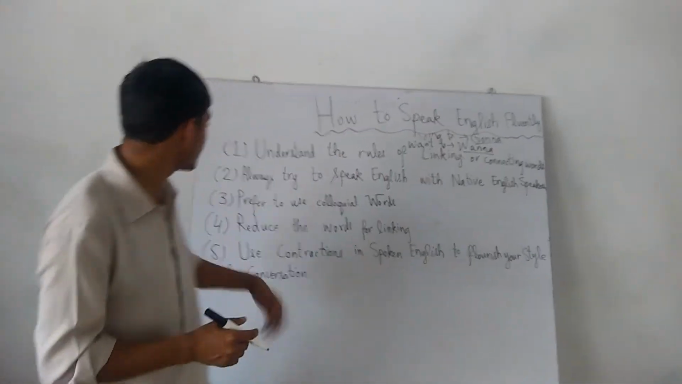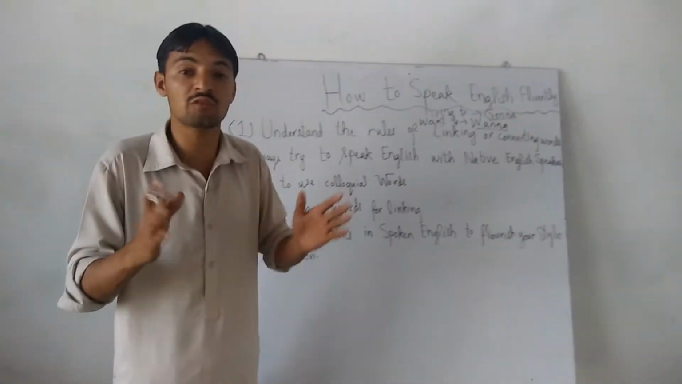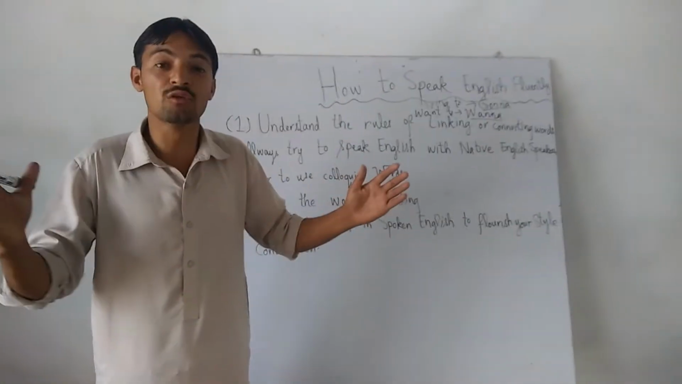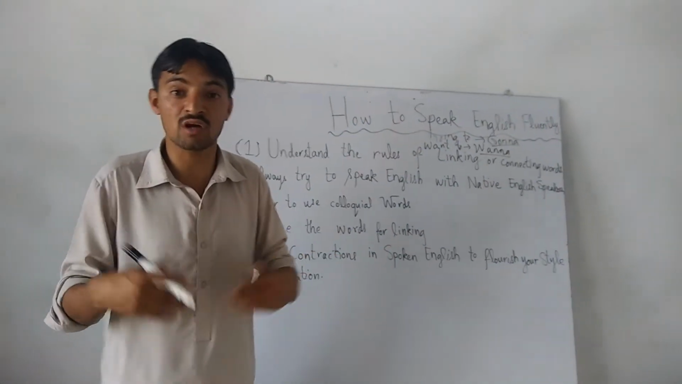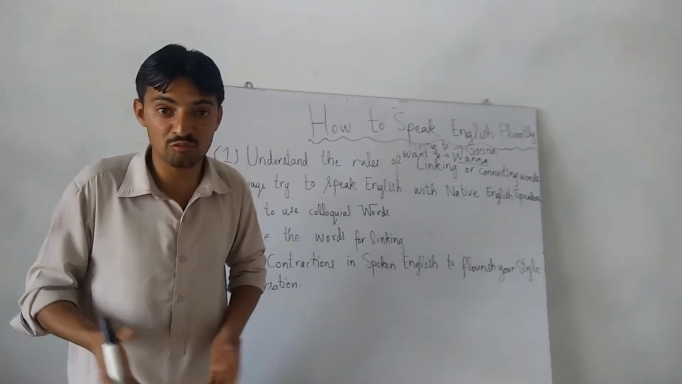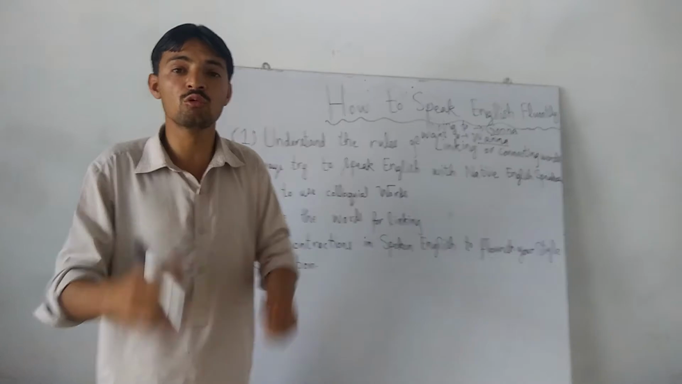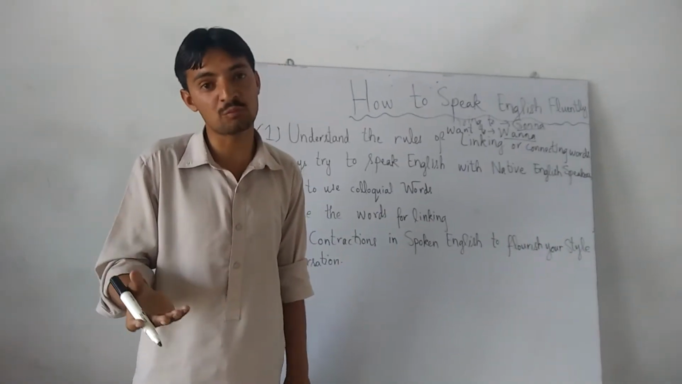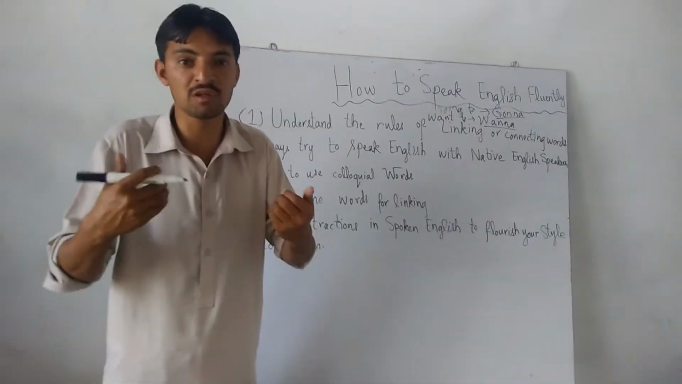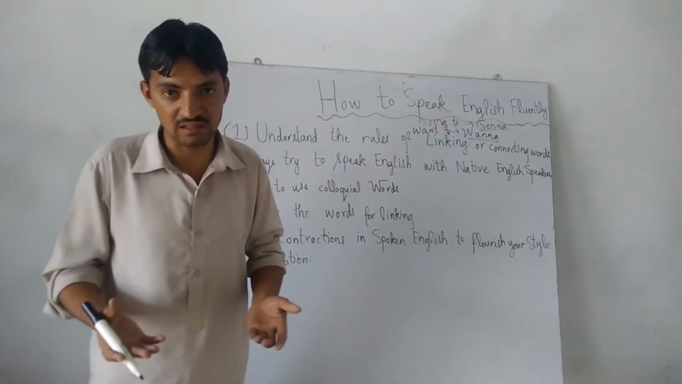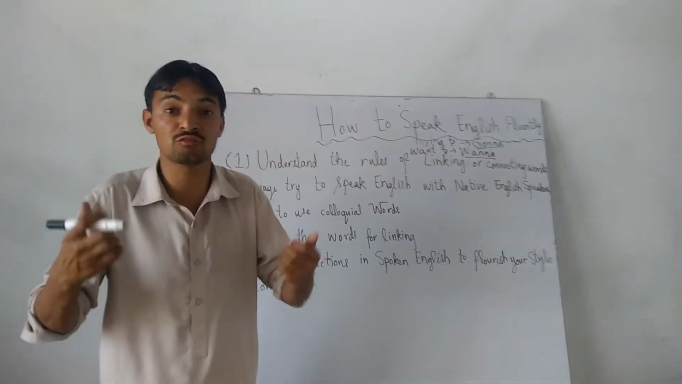The second step is to always try to speak English with native English speakers. Native speakers give you a golden opportunity to improve your spoken English. You can get time from them and have a good conversation with them. It is a must, especially for the English language, that you are in contact with native English speakers who want to speak with you. By talking to them, you can improve your English spoken skill, which is basic and fundamental for you.